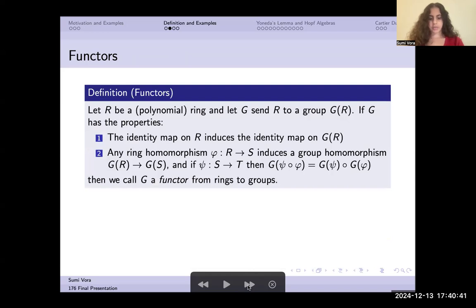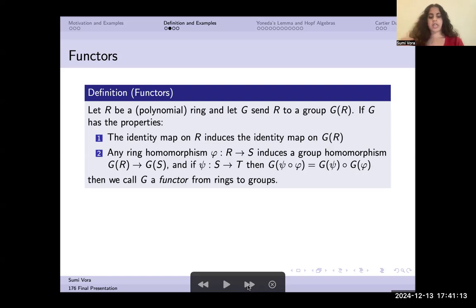And so functors, we're going to let R be a polynomial ring, or maybe it's useful to think about it as a vector space with some sort of bilinear product operation. And so we're going to have entries in R from a commutative ring K. And then we're going to let G be a map that sends R to a group GR, such that it preserves the identity map and it also preserves ring homomorphisms and compositions of ring homomorphisms.